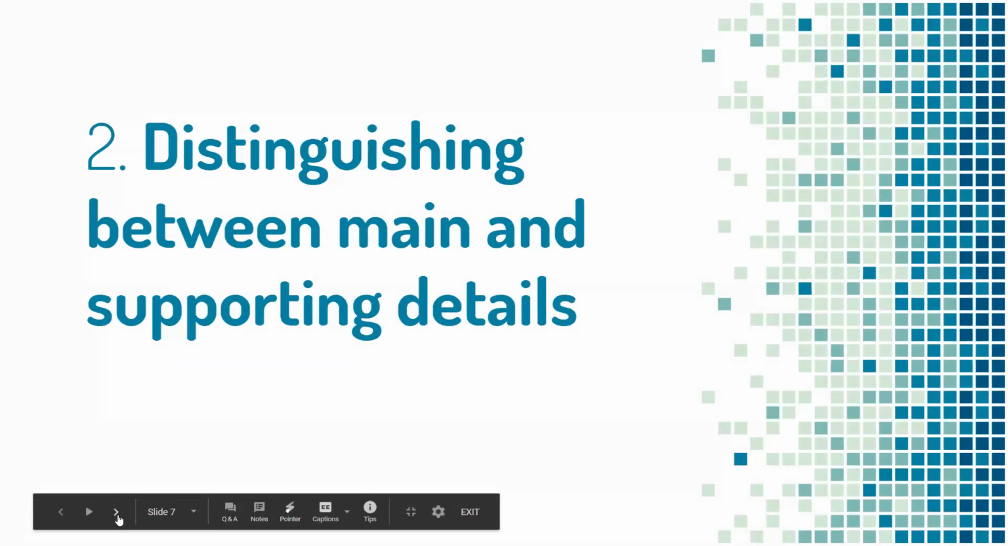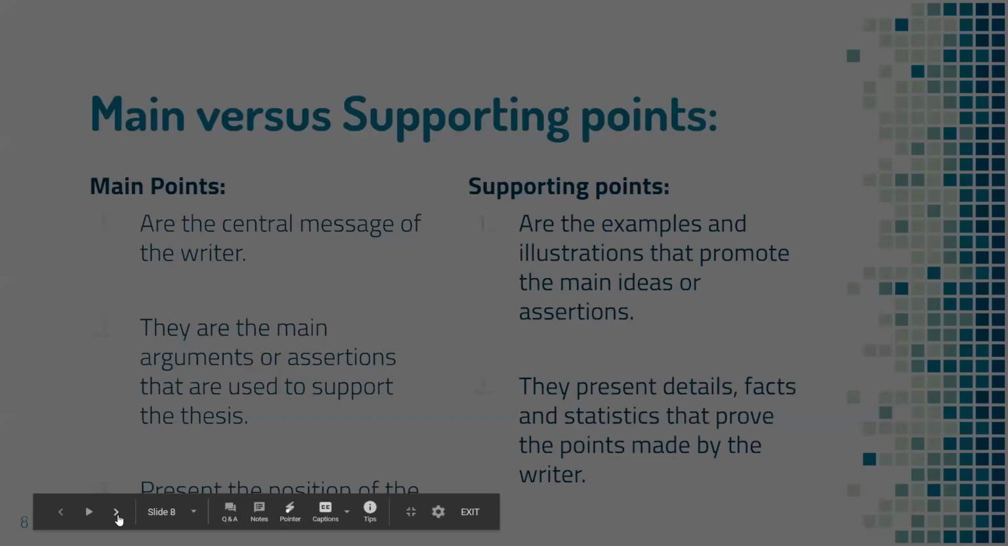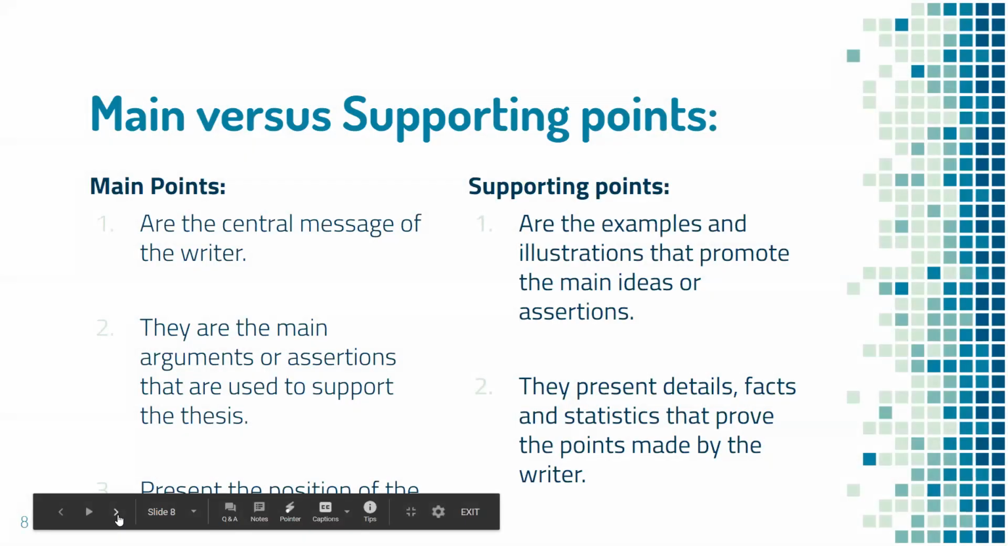Distinguishing between main and supporting details. Let's first look at the main points. How do we know that something is a main point? The main points are central messages, as we established before. So the main point is the central message of the writer. Main points can also be the main arguments or assertions that are used to support the thesis. And we're going to talk about the thesis statement in a little while.